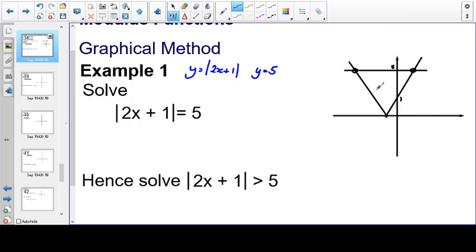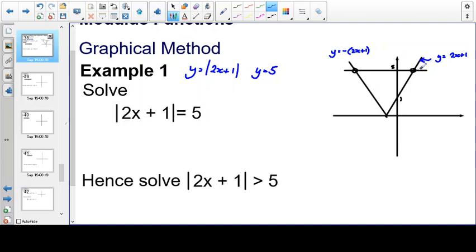Now to solve, we need to consider the equation of each of these separate lines. And I talked about that when I first introduced modulus functions. This one here is the normal part of the graph that would normally exist, so that's y equals 2x plus 1. This one has a negative gradient and it would go through minus 1. So this is the negative version of the graph.